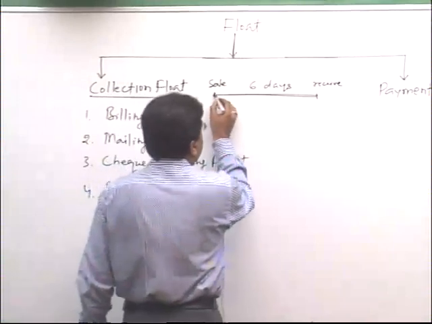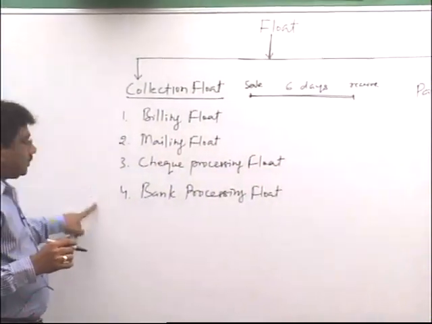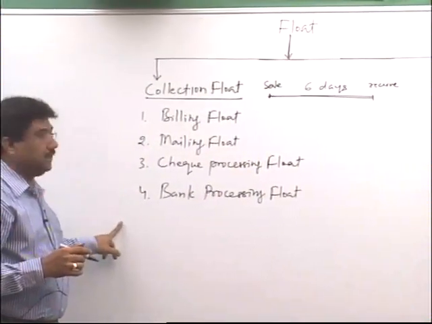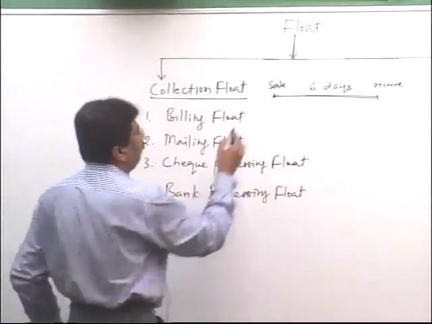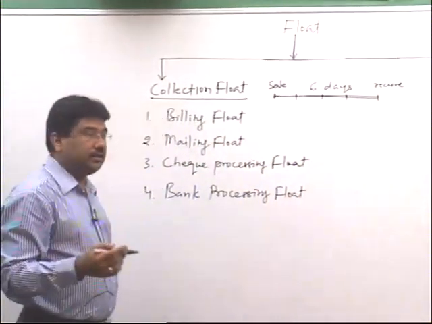Now this collection float exists because of four reasons. So, any of these or all the reasons may be present. So, the total collection float is divided into four parts. So, one by one we will understand it.